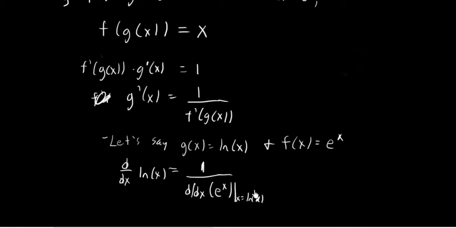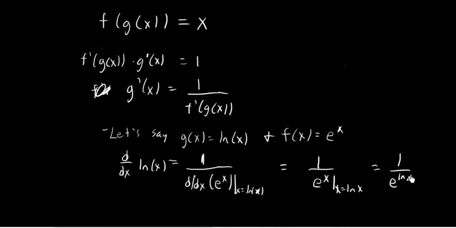So first we'll compute the derivative of e to the x. Well, that's just e to the x itself, right? But instead of evaluating this expression at x, we want to evaluate it at ln of x. So when we do that, we get 1 over e to the ln of x. Well, what's e to the ln of x? Well, ln of x is just asking to what power do we raise e to get x. And if we raise e to that power, we're going to just get x back, right? So now we finally have an expression for the derivative of ln of x, and it's 1 over x.